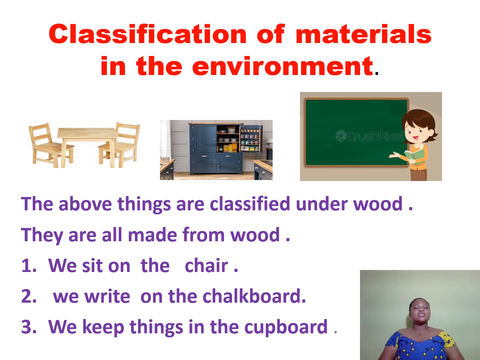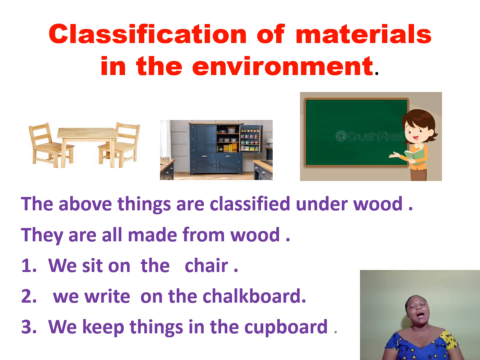All right. So on the screen you can see some images like a table and a chair. And then in the middle you can see a cupboard with items inside. And here you can see a blackboard. So the above things are classified under what? A table and the chair is made up of wood. Good. Clap for yourselves.